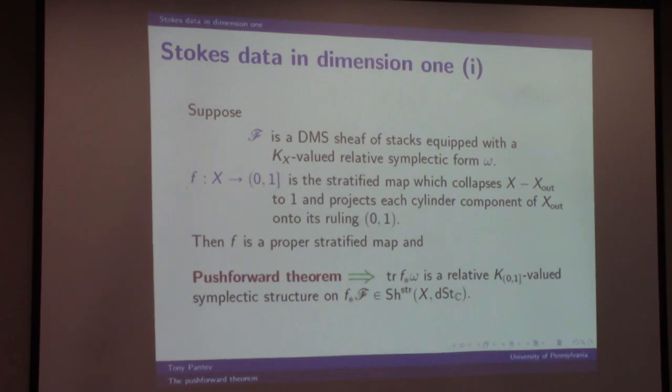So if you take a Deligne-Malgrange-Stokes sheaf of stacks, which is equipped with a relative two form the way we constructed it, you can take your surface and map it to the half-closed interval. So it's a stratified map which collapses everything in the interior to one, and projects each neck cylinder to the open interval, 0, 1. It's a proper stratified map, and if you take the push forward of the relative symplectic form, you get a symplectic structure on the push forward stuff.